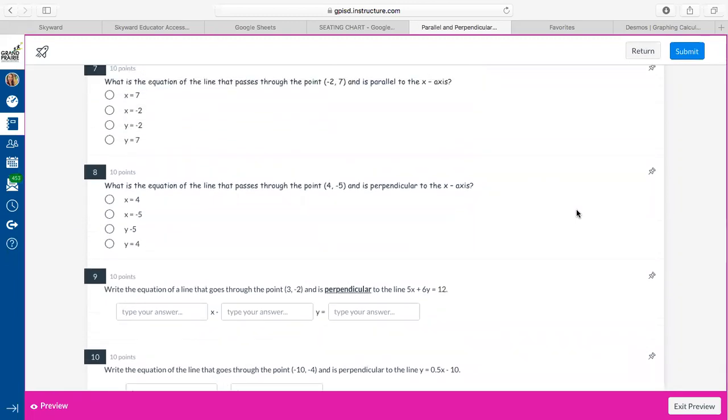What is the equation of the line that passes through the point and is parallel to the x-axis? X equals negative 2. Remember, take your time on these. If it's parallel to the x-axis, what kind of line is that? The x-axis is this way. So it's a horizontal line. So if it's horizontal, what does that tell you?